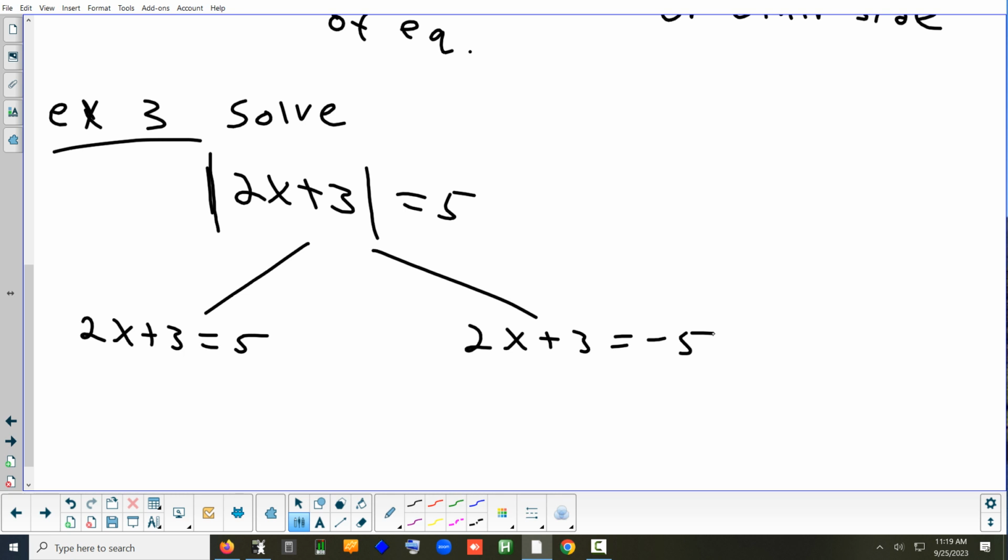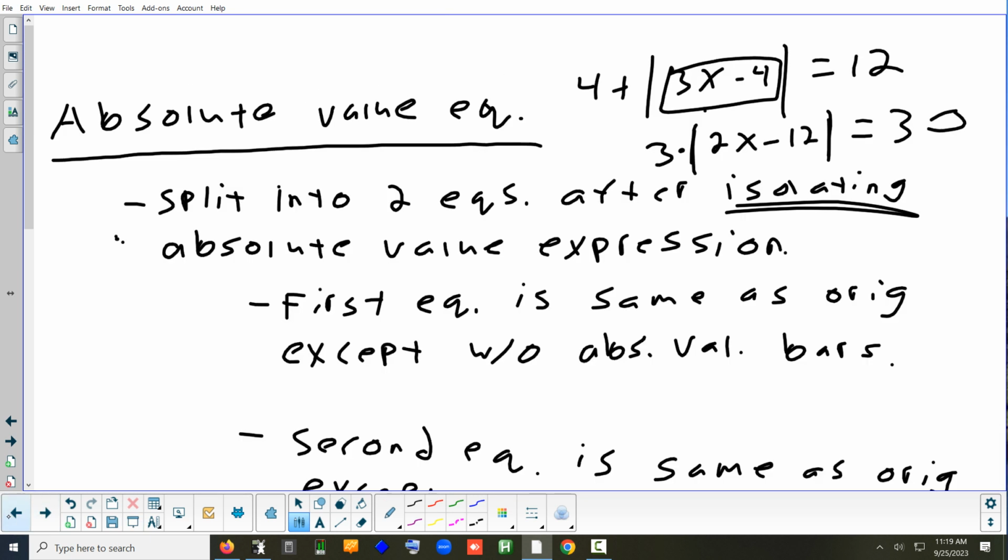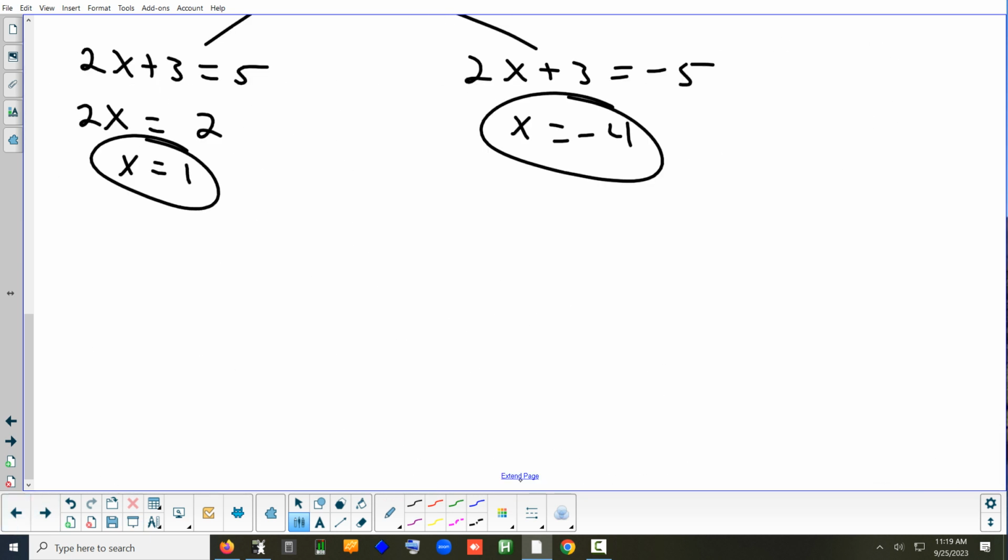So that's why I said absolute value really means you're solving two linear equations. So we're going to get x equals 1 as your first answer. And then here you're going to get x equals negative 4. Double check me, but that's it. Any questions on the two answers? They're both answers, so we do need to write both. Now, what if you had something like this?